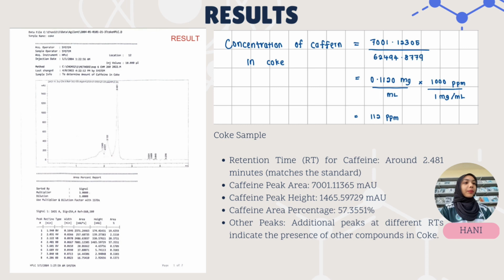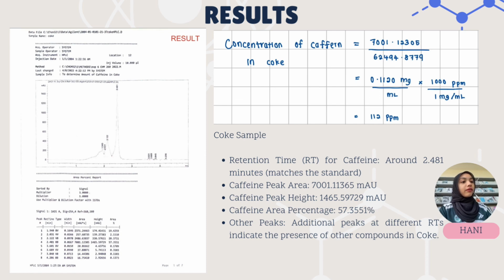Next is the Coke sample. The retention time for the Coke sample is 2.481 minutes. The peak area is 7001.11365. Peak height is 1465.59729. And the caffeine area percentage is 57.36%. Other peaks present suggest additional compounds in Coke.